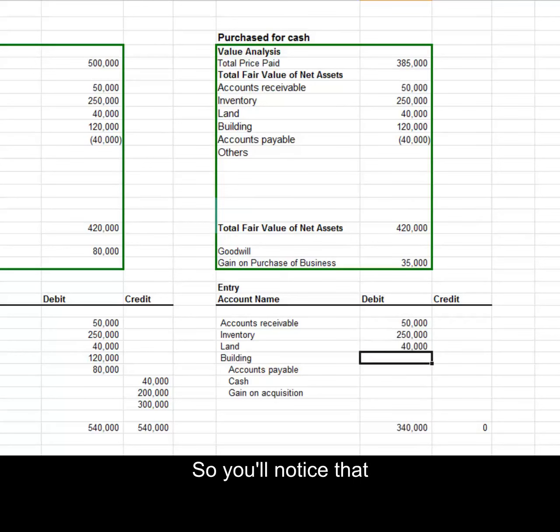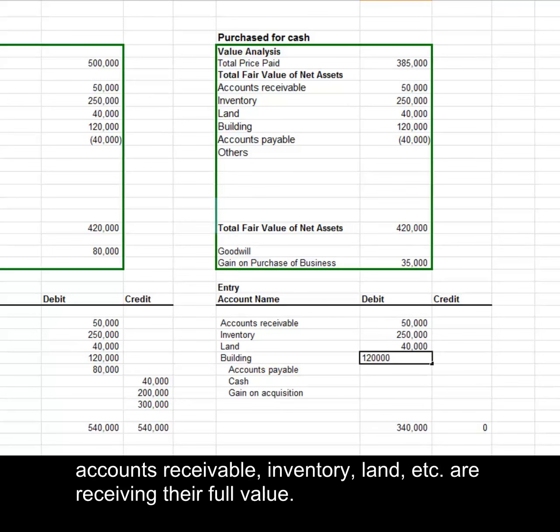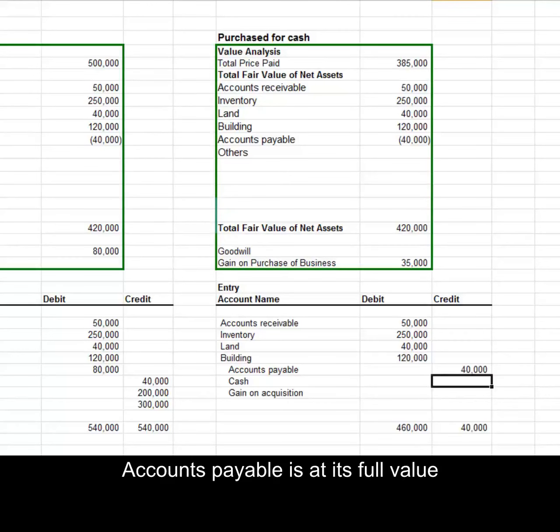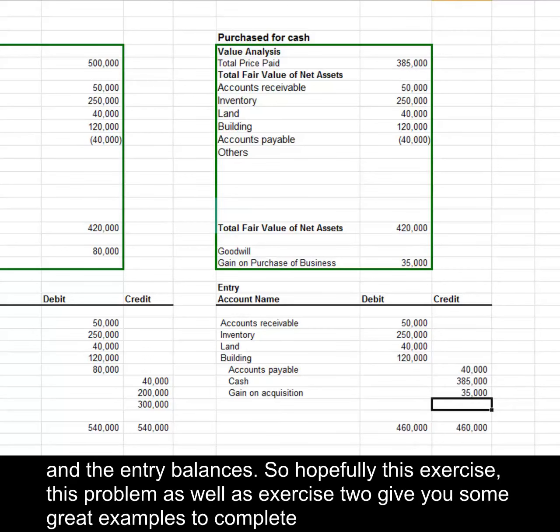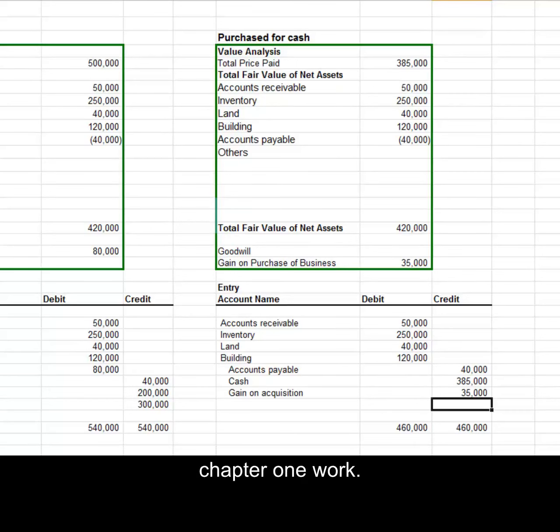So you'll notice that all of the tangible assets, accounts receivable, inventory, land, etc., are receiving their full value. Accounts payable is at its full value. The cash in the entry then is the payment method, and we record the gain of 35,000 and the entry balances. So hopefully this problem, as well as Exercise 2, give you some great examples to complete Chapter 1 work.